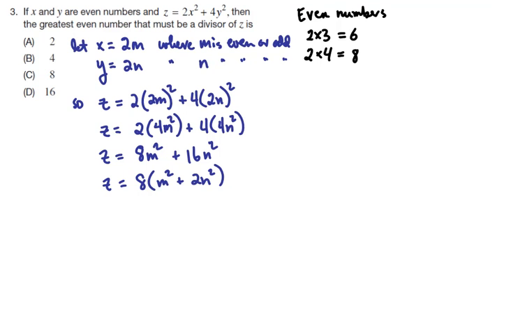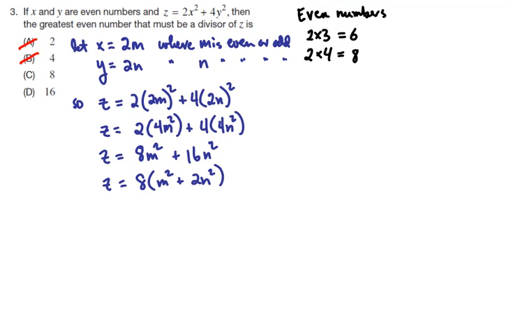8 is a factor of z, and since it's a factor, it's also a divisor of z. It also evenly divides z. So far we know that 8 is a possible answer. And we know then that 2 and 4 cannot be answers. So it's either 8 or 16 here. So this is where we have to get back to whether m and n are even or odd.